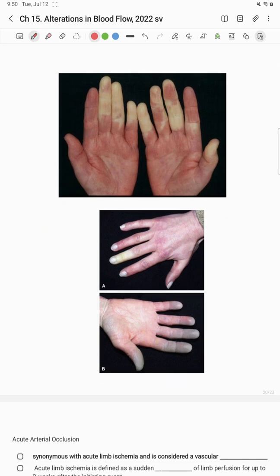Okay, here is a picture of what Raynaud's would look like in a person with the pale look followed by a red flush look. There's a pale look, and they can even be cyanotic or blue.